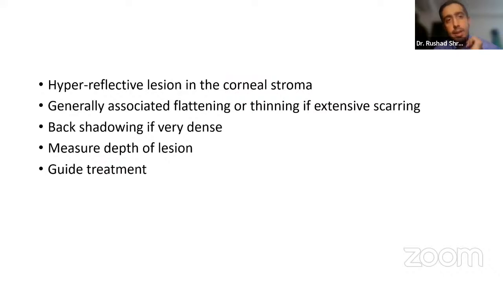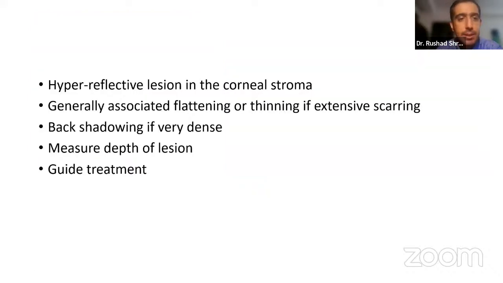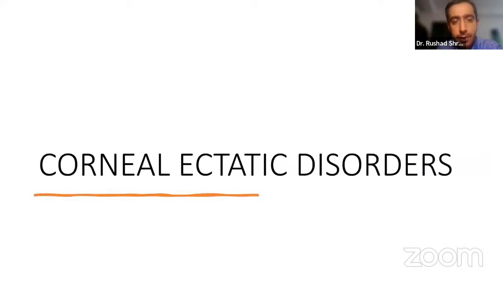So typically in scarring, you get a hyperreflective lesion in the corneal stroma associated with flattening or thinning of extensive scarring. If you have a very dense scar, you get what is called backshadowing. So if you see a very, very dense scar, you may not get an image, especially in the older OCTs; you would not be able to see anything beyond that scar. And the OCT helps to measure the depth of the lesion and to guide treatment, as I mentioned.